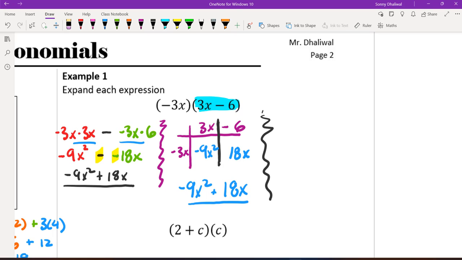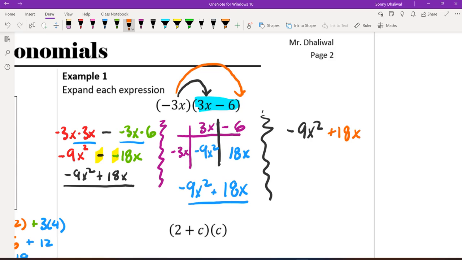We just call it the rainbow method. It's where we go like this. We draw our arrow here, and we just do the calculation in our head instead of writing it out. We go, oh, negative 3x times 3x, that's negative 9x squared. Then we draw this arrow. This time you have to include the sign. Negative 3x times negative 6 is positive 18, so plus 18x.